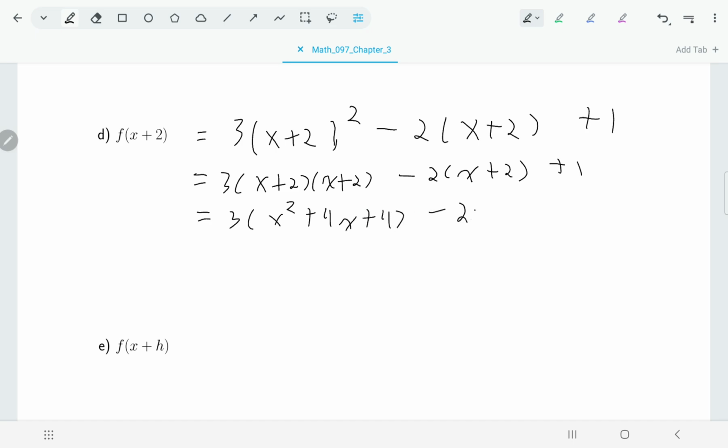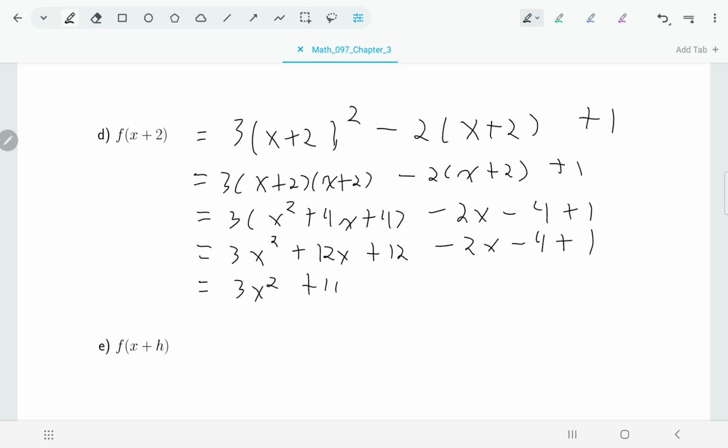And then the only thing left to do after this is just to clean things up by expanding and then simplifying. So let's do that. We've got 3x squared plus 12x plus 12 minus 2x minus 4 plus 1. And I've got 3x squared. For x's, I have 10x. And then for constants, I've got 9.